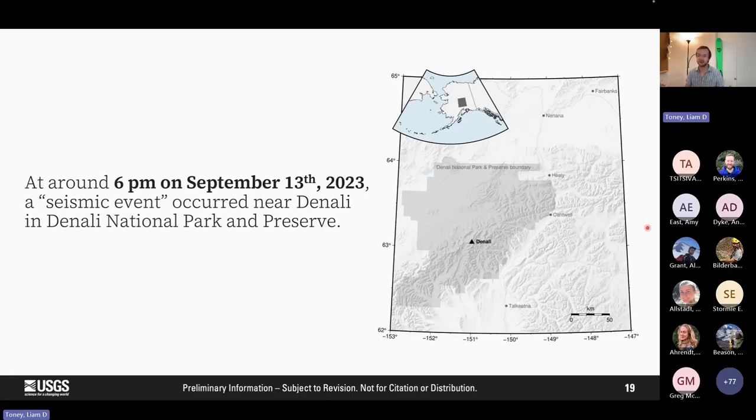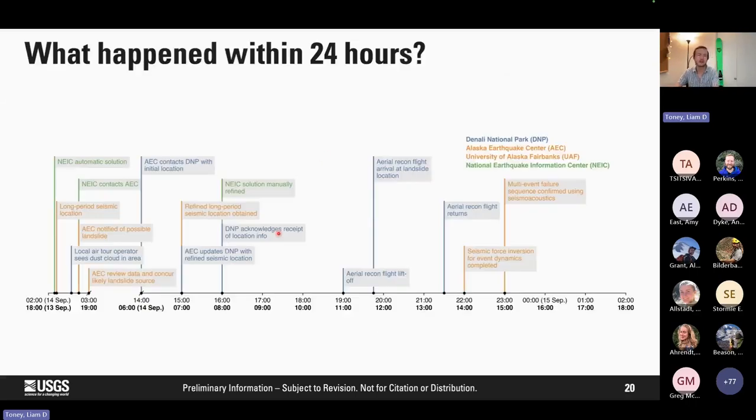First, you see that something has occurred, and then you have to understand, okay, what was it when it clearly isn't an earthquake? And this is just a map showing the shaded area is the boundary of Denali National Park and Preserve, and that black triangle is Denali. And so what happened after this detection occurred? This is a timeline illustrating various events that occurred in the 24 hours after the event.